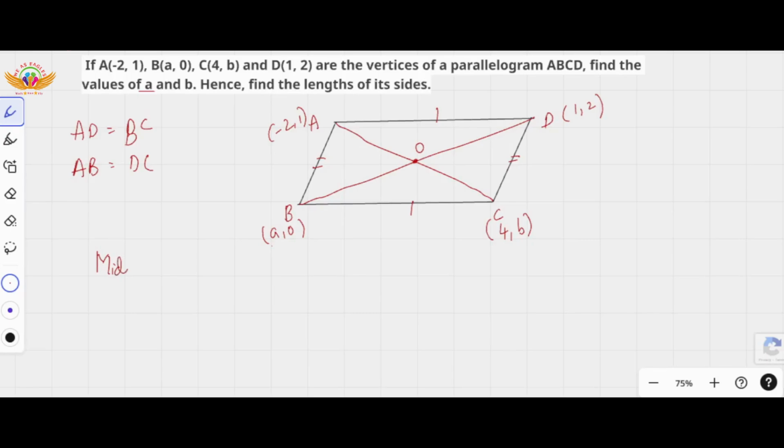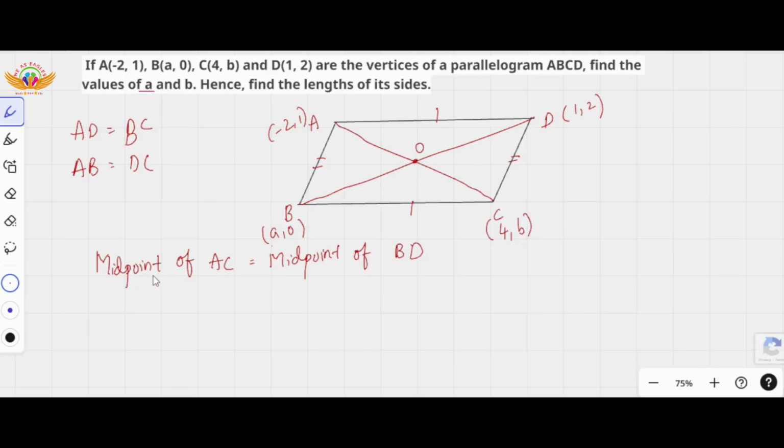The midpoint of AC must be equal to what? Midpoint of BD. Okay, both points are same. Both lines will be having the same point, right? So yes, this AC's midpoint and BD's midpoint is same. That's what I have written here.